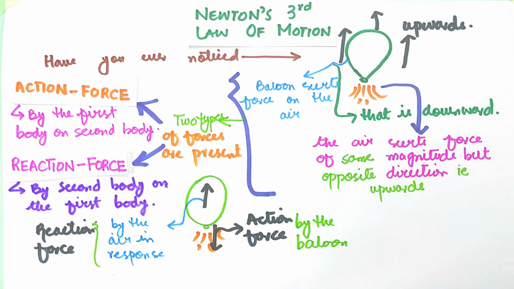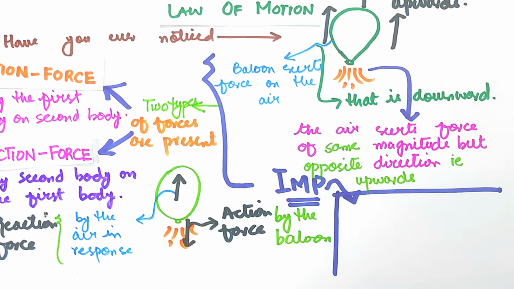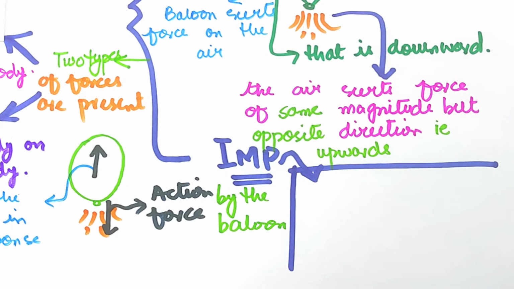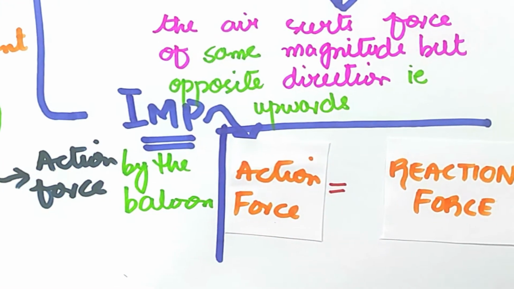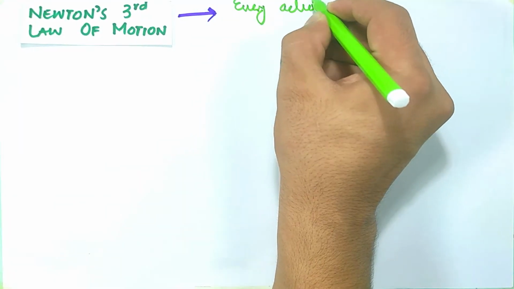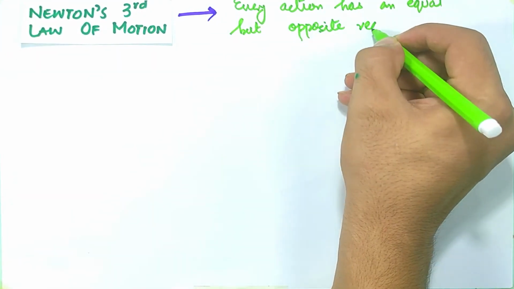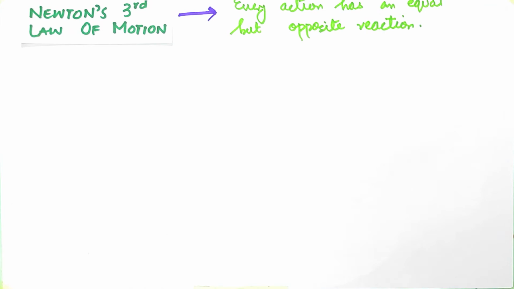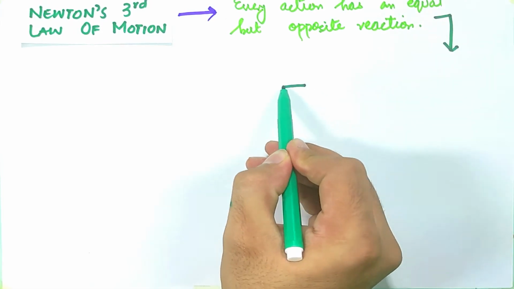Here an interesting concept is that action and reaction forces are of the same magnitude but are in opposite directions. This example comes under Newton's third law of motion, which very simply states that every action has an equal but opposite reaction. Let's take another example.